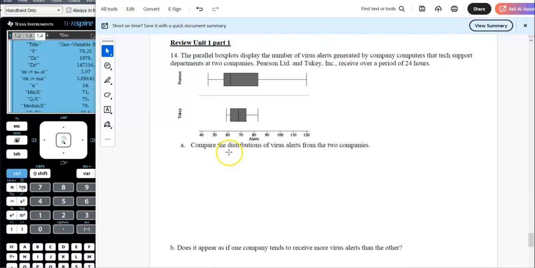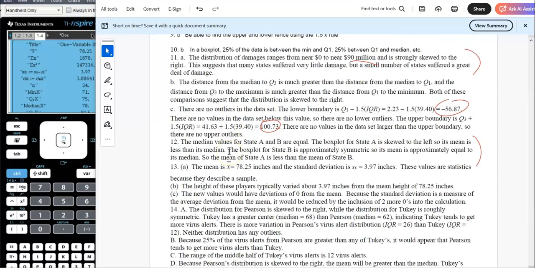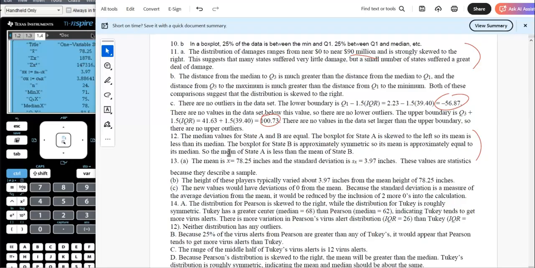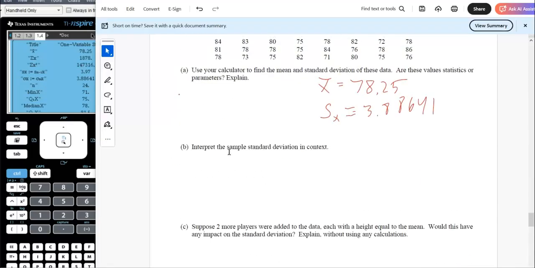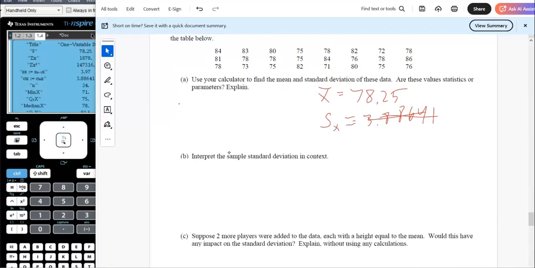Let me just double check 13. 3.97. Oh, I grabbed the wrong one. I said the right one, S sub x, and then I just copied down the wrong thing there, 3.97. So I did type the data correctly. I was just looking at the wrong thing.